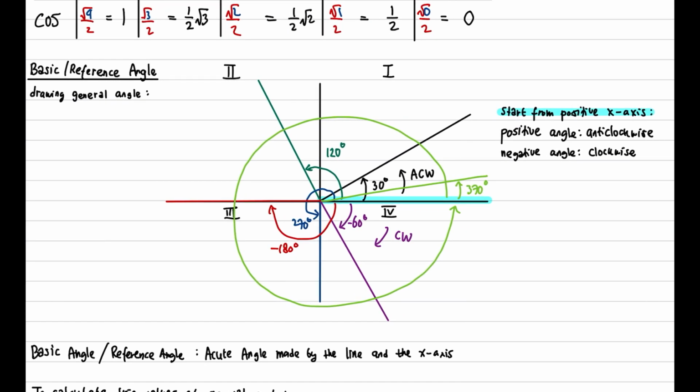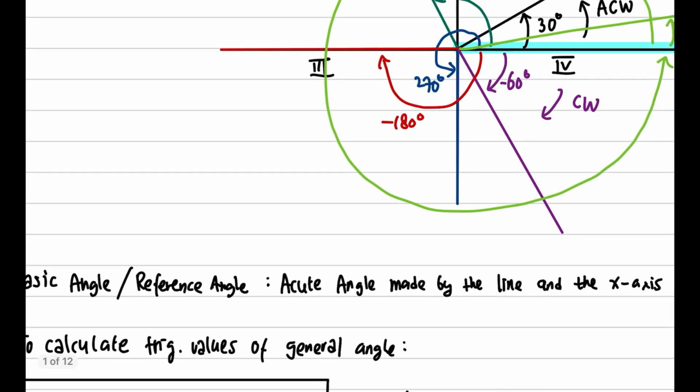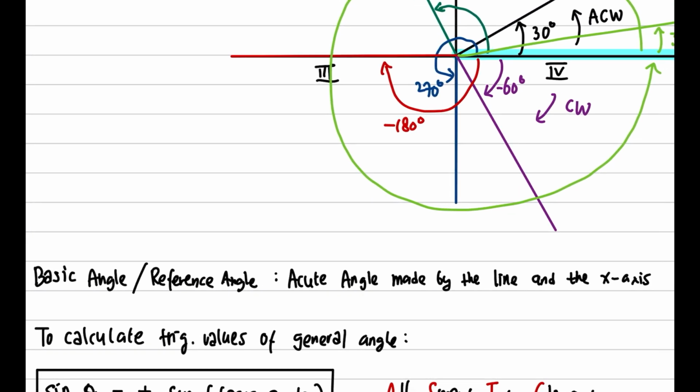Okay, if you know how to draw the general angle, we can find something called the basic angle or reference angle. This is very useful because if you know the value of the basic angle or reference angle, you can calculate the trigonometry value. So let's see the definition. The basic angle or reference angle is the acute angle made by the line and the x-axis.